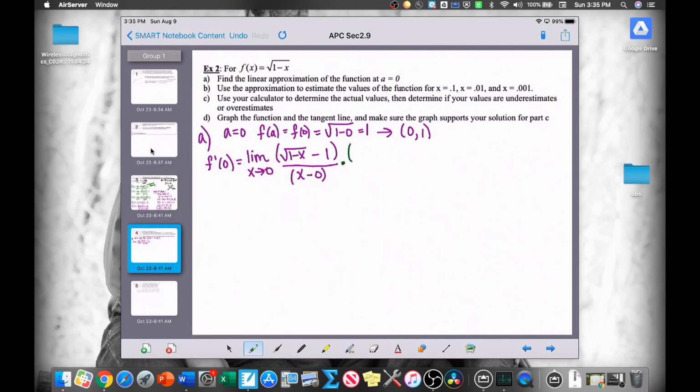So I am going to try RTN. I'm going to try rationalizing my numerator, which means I'm going to multiply top and bottom by the conjugate of the numerator. So if I have the square root of 1 minus x minus 1, I am going to multiply top and bottom by the square root of 1 minus x plus 1.